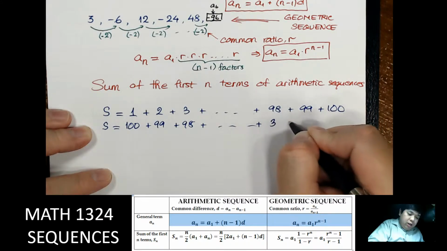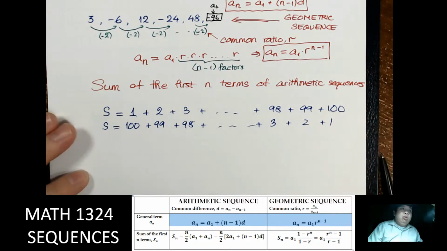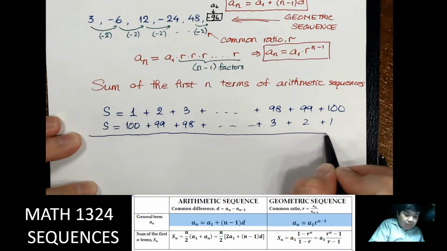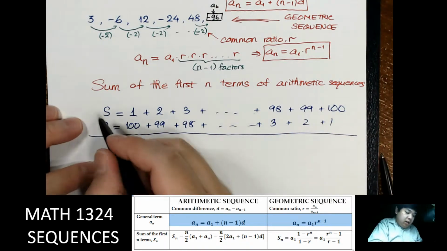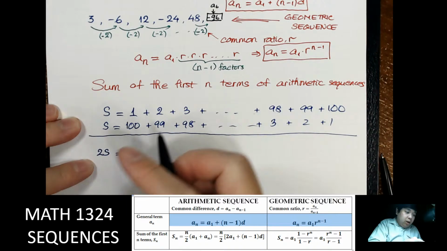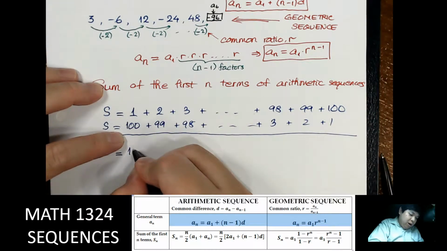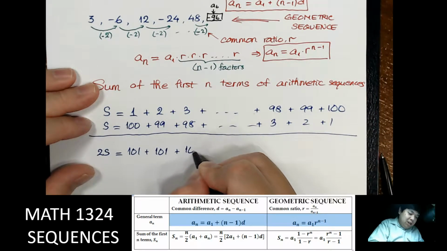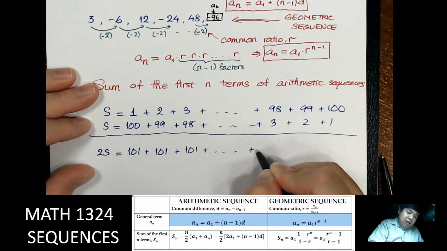Back to 3, 2, and 1. If we write like that, of course, doesn't help either. But what we're going to do instead is add side by side. On this side, we're going to have 2 of the sum, and then we have 101, 101, and 0. And now I think you know where we're going with this.